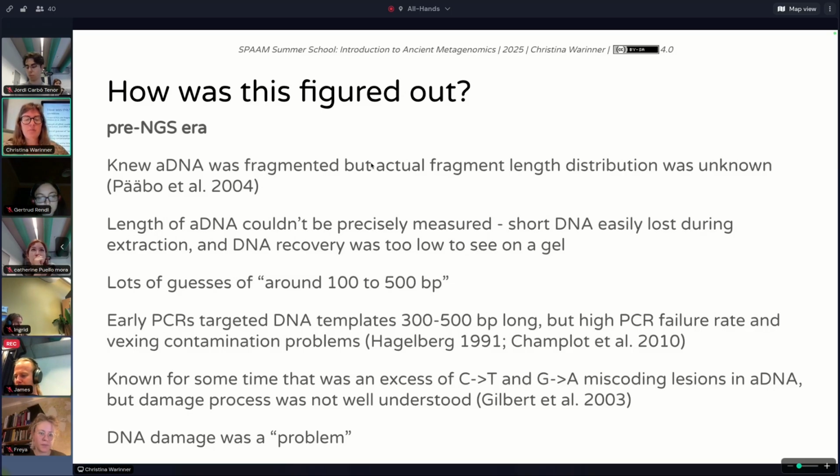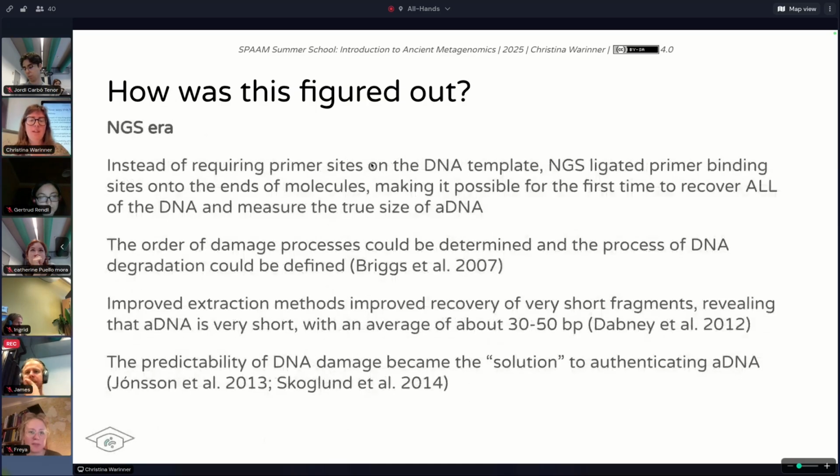It was also known for some time that there always seemed to be an excess of C to T miscoding lesions and also G to A in ancient DNA, but it really wasn't understood why that was happening. And at this time, DNA damage was really just seen as a problem that no one quite knew how to overcome. This all changed in the next generation sequencing era.